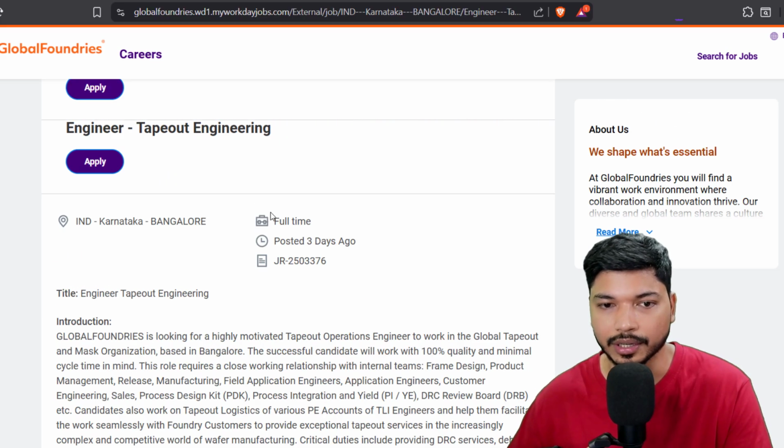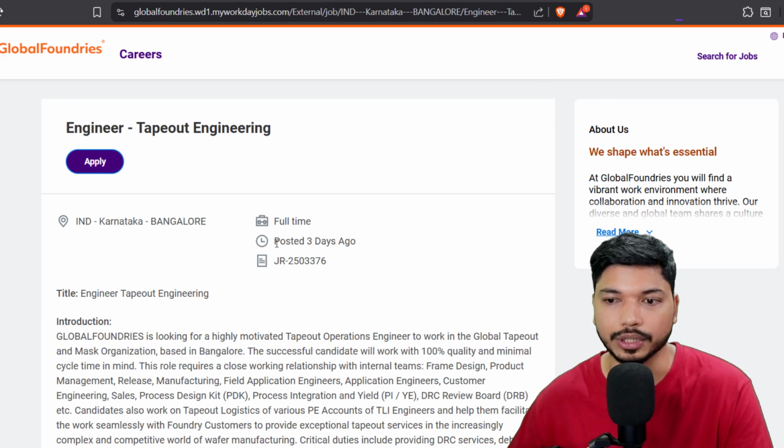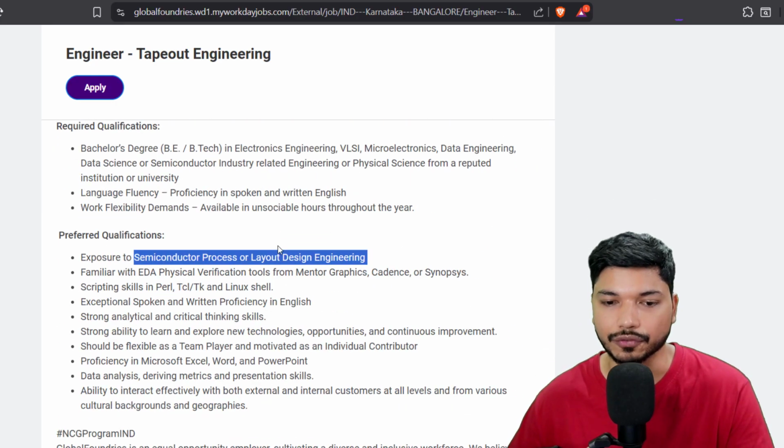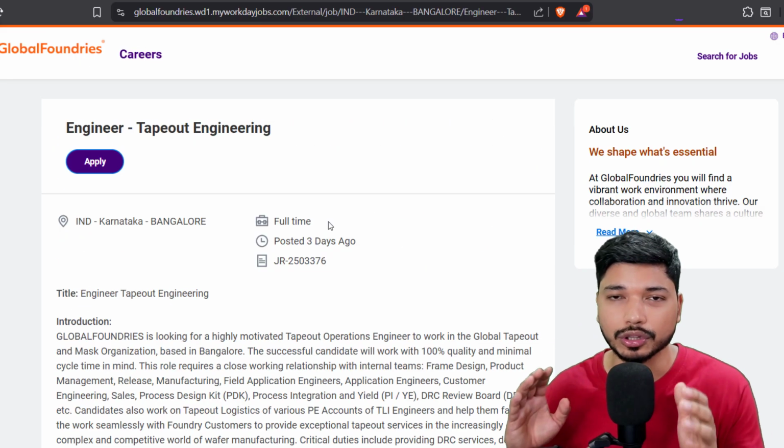You are all aware that GlobalFoundries is more into semiconductors, so they need candidates who can work in these fields. So make sure to apply for these opportunities.